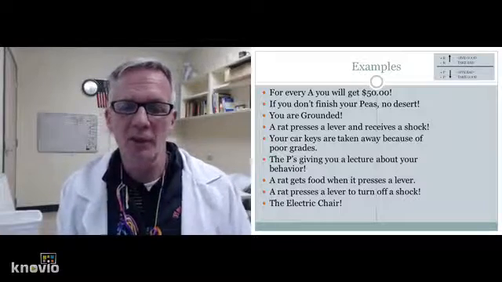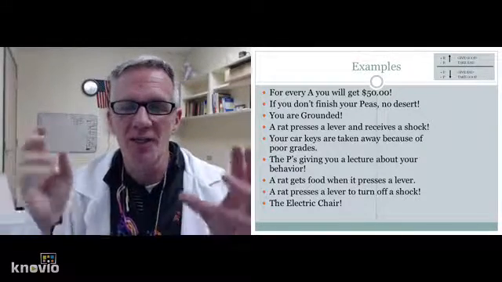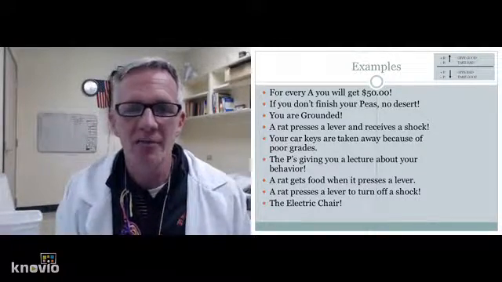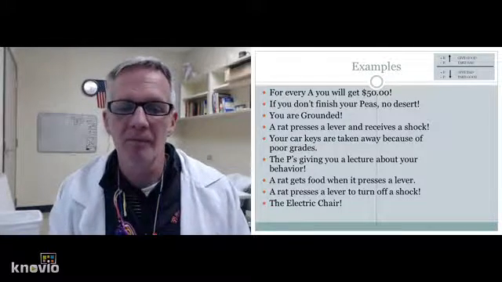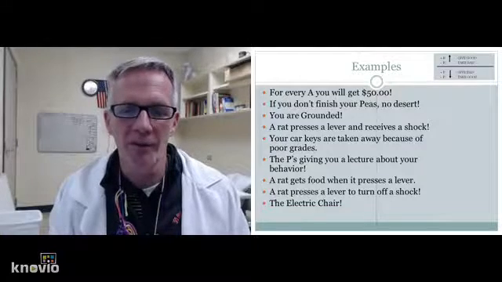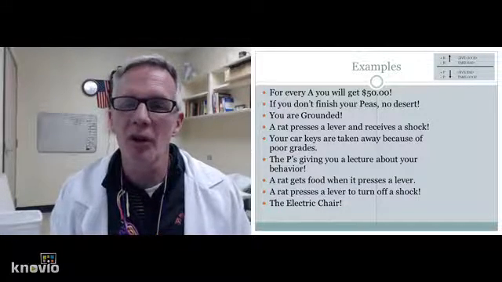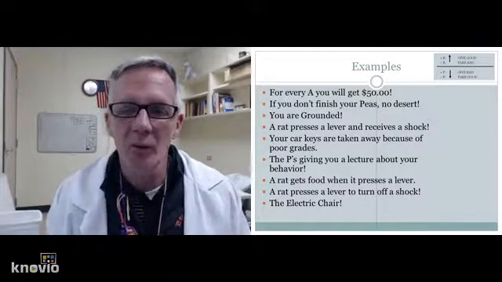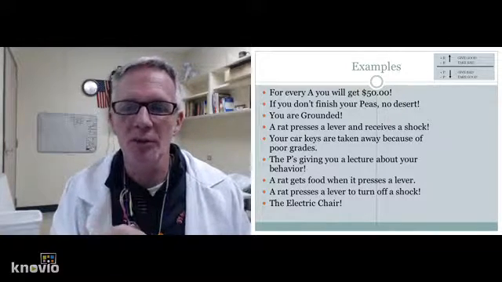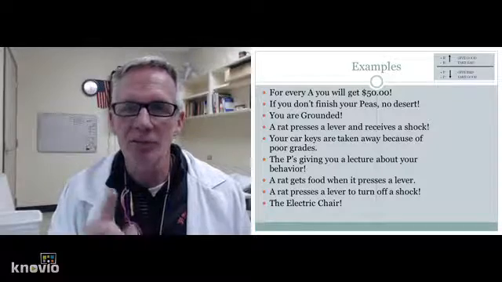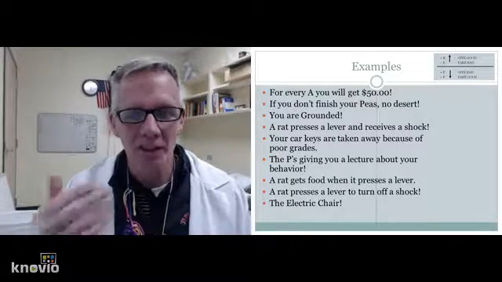The P is giving you a lecture about your behavior. If they're yelling at you, they're giving you something bad. Give bad, positive punishment. A rat gets food when it presses a lever, positive reinforcement. You're giving it good. A rat presses a lever to turn off a shock. He's taking away the bad. He's going to increase his bar pressing behavior to keep those shocks turned off. So it's negative reinforcement. I know it's a confusing one, but he's going to increase bar pressing.